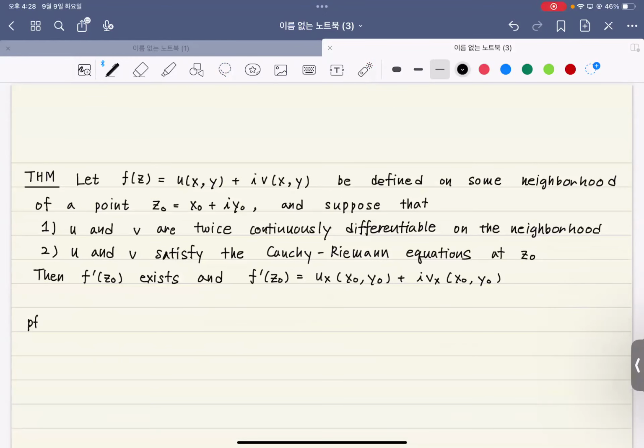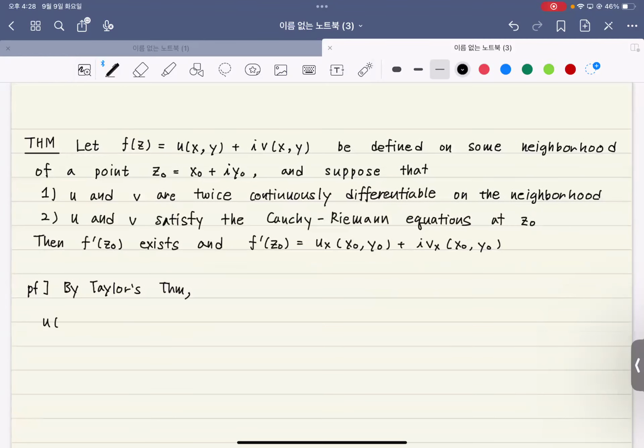So how can I prove this? Well, by using Taylor's theorem for multivariable functions. u(x0 + Δx, y0 + Δy) is u(x0, y0) plus the partial derivative of u with respect to x times Δx, plus the partial derivative of u with respect to y times Δy, and plus the second order term.